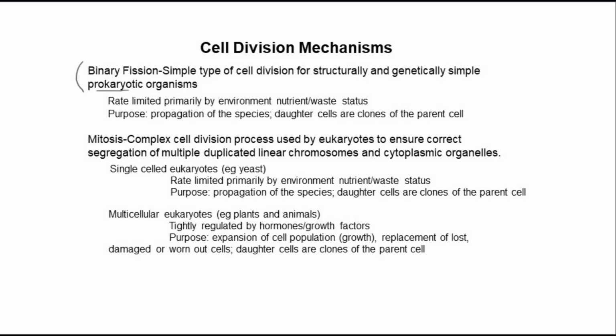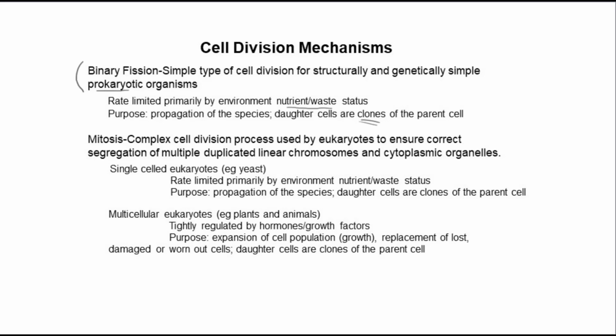Binary fission is the means by which prokaryotic organisms produce new organisms or propagate the species. The daughter cells are going to be identical clones of the parent cell, so this is a form of asexual reproduction. When will bacteria or archaea cells undergo binary fission? Primarily, they're limited by nutrient availability in the environment.